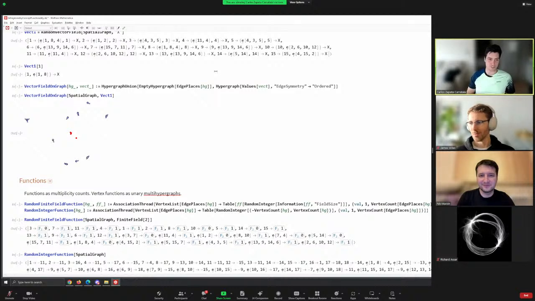So that was more or less where we left it. I think that being the proposal, it makes the definition obvious in some sense. If your hypergraph allows for multiplicities, then the counts are the functions.